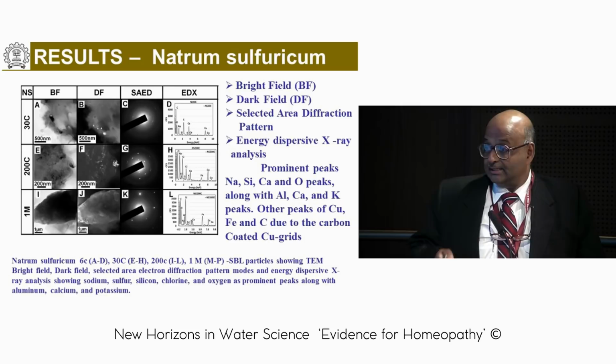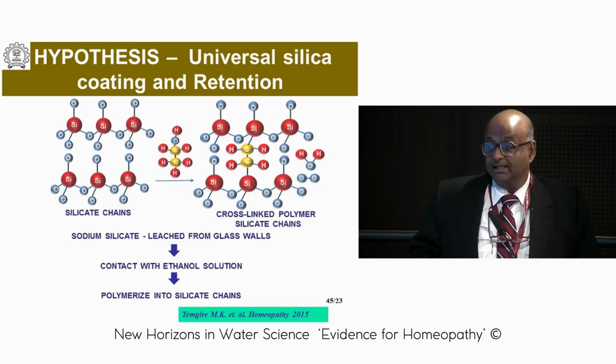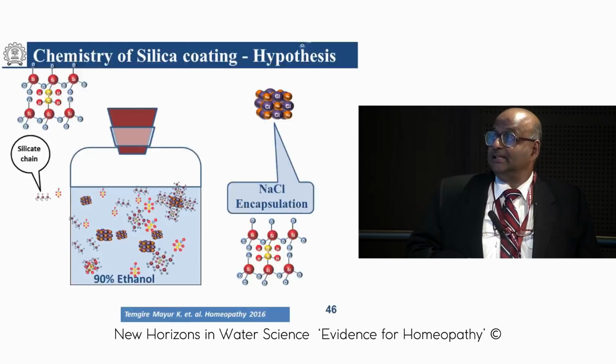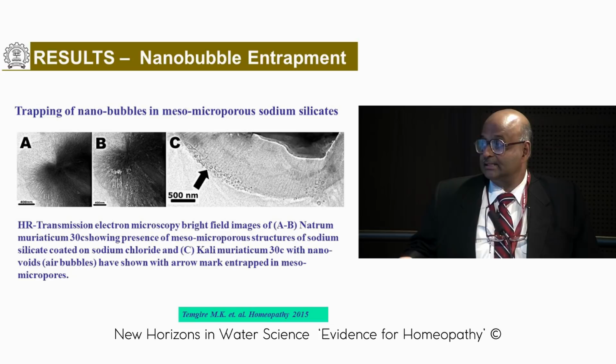Some of the sodium silicate leaches from the glass walls. It contacts the ethanol solution, where it forms some polysiloxane chains, which then deposit on the nanoparticles of the original substance present. Here is a cartoon which I will skip for brevity, and all this indicates that there is a silica coat which forms on the outside of these particles.